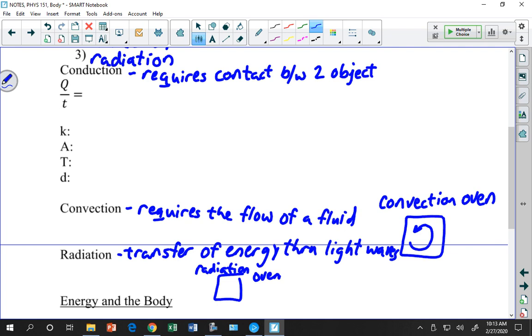Okay? It sounds a little more ominous, though, than just an oven, right? But it's similar to a convection oven, except no fan. There's no flow of fluid inside.